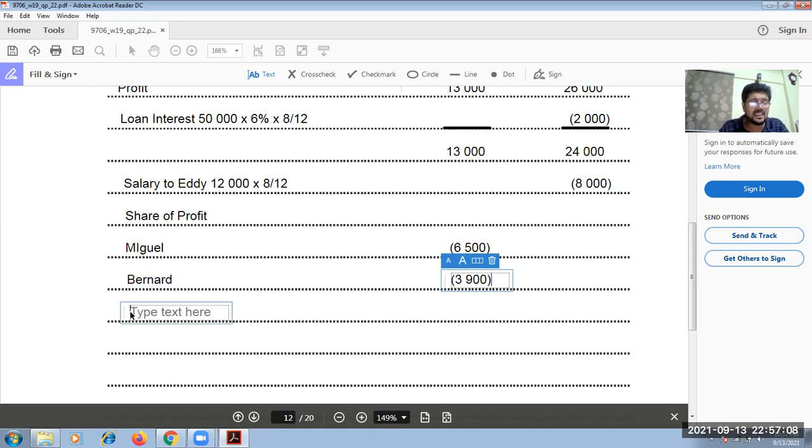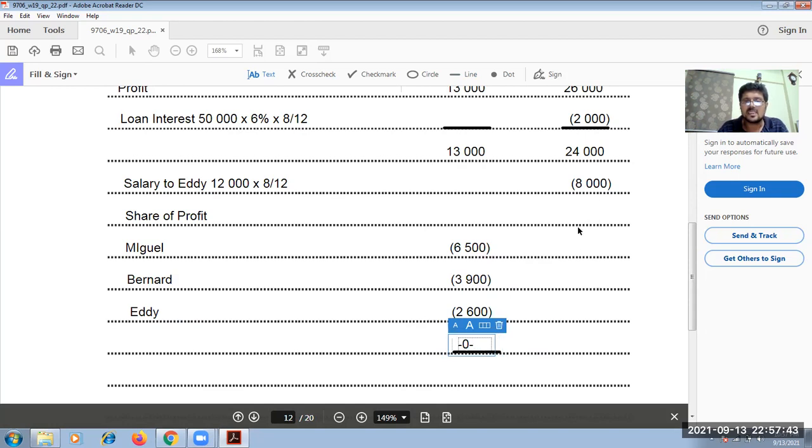And Eddie will receive how much? 13,000 multiplied by 2 divided by 10. 2,600. And this is how the profit of 13,000 is going to be divided. And what is left? If we deduct all, we'll get a 0 over here.